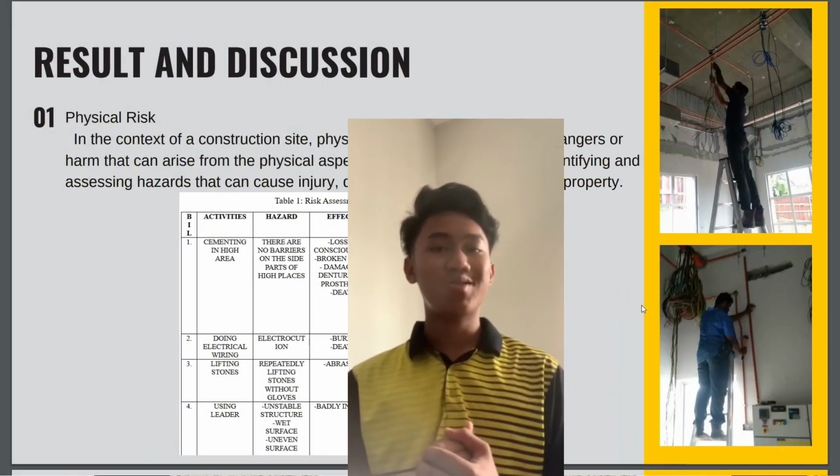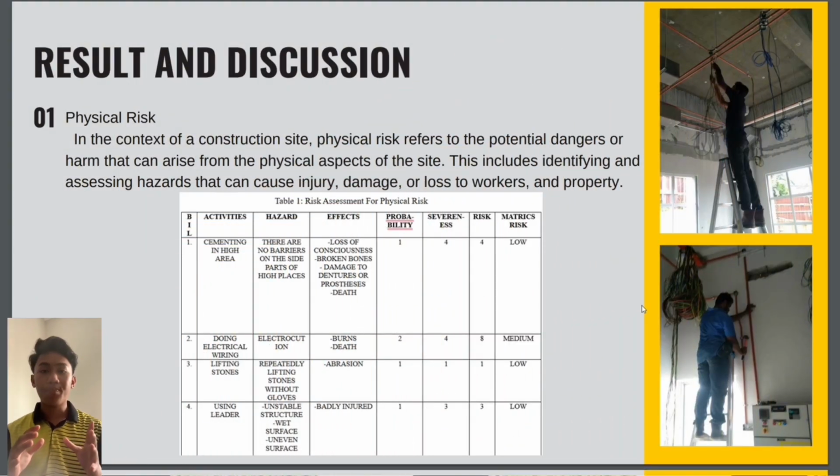So now I'm going to talk about results and discussion. While doing this research, we identified three risks. First is the physical risk, second is the biological risk, and last but not least is the chemical risk. So now I'm going to talk about the physical risk.